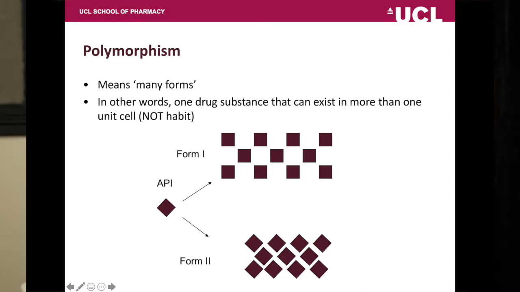So on the screen in front of you are two general diagrams showing you how one particular API, in this case it's a dark red cube, might pack into two different arrangements, form 1 and form 2. I hope you can see that the way that the molecules are arranged in form 1 and form 2 are different. Form 1 seems to have more space between the molecules than form 2.